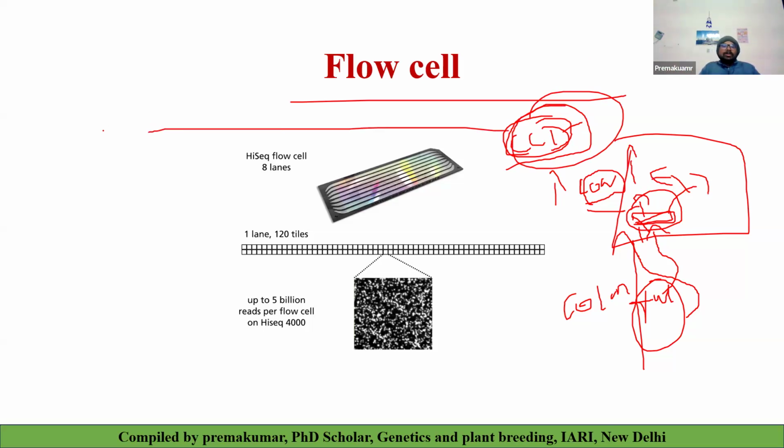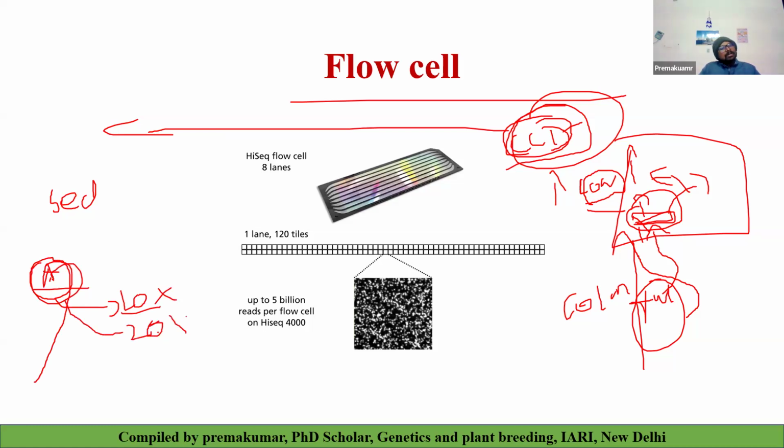There is another reason: to reduce error. There is a terminology called sequencing depth. For example, here an A is there. How many times is this particular A sequenced? If you sequence the same A 10 times, it is called 10x. If 20 times, it is called 20x. If 30 times, it is called 30x. That is, how many times a single base is sequenced is called your depth.